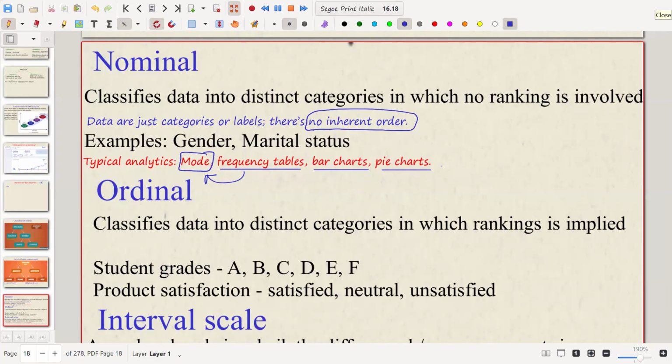So if you have categorical data, will you use a line plot? No. You will use a pie chart, right? So you should know when to use which.